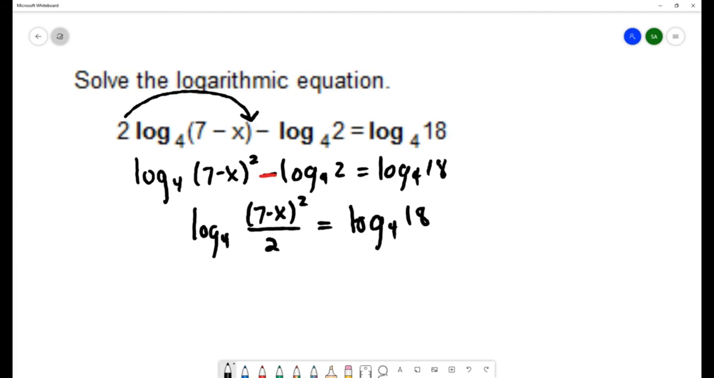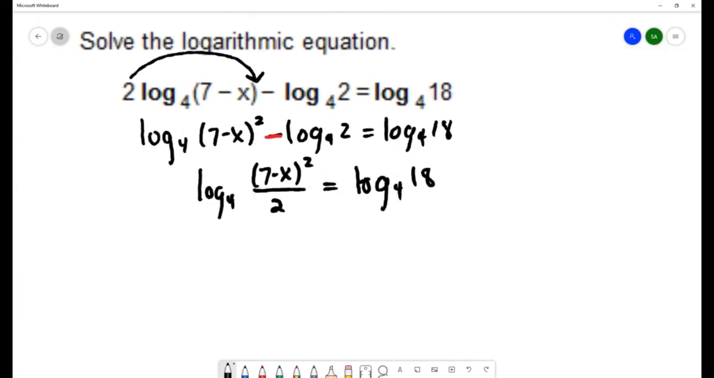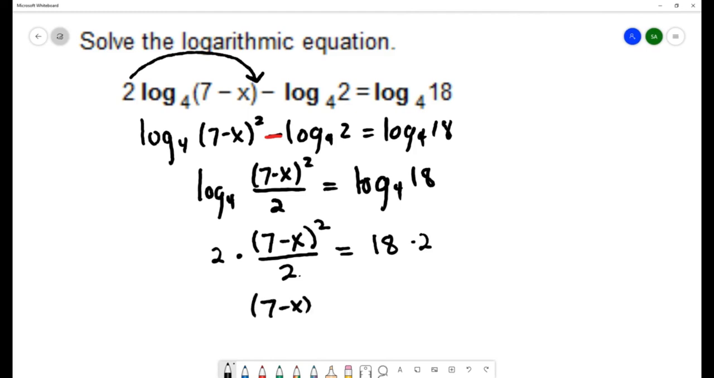And at this point, I can use the property of equality because I have log base 4 on both sides. And what's inside those logs need to equal each other. So 7 minus x squared over 2 will equal, no log, what's inside the log is 18, so it'll equal 18. And I'm going to be able to solve this. I'm going to multiply both sides by 2, and that gives 7 minus x squared equals 36.